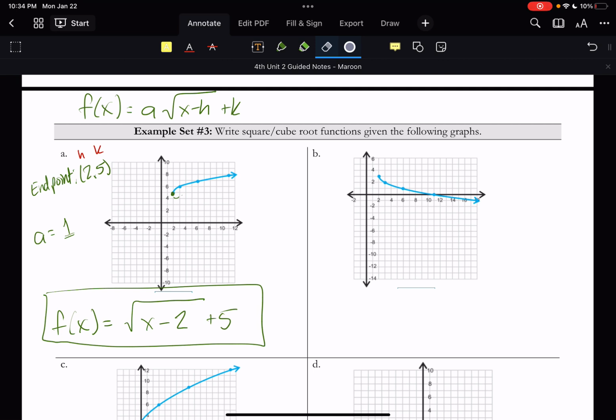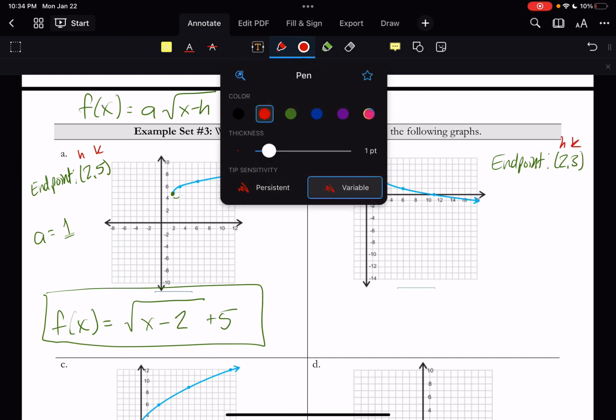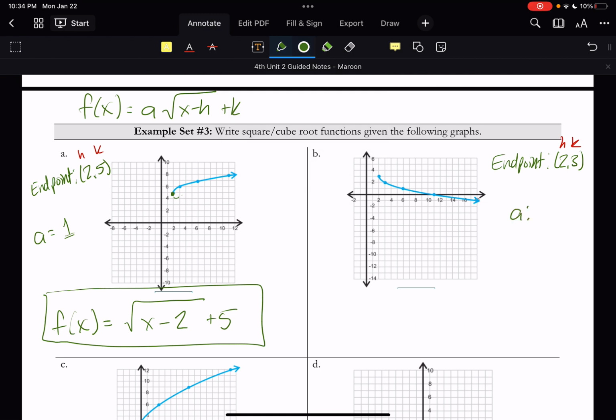If I look at b, I get my endpoint. My endpoint is 2, positive 3. So again, that tells me my h and my k. To find my a value, I'm taking a look at my endpoint. I'm going over 1. And I'm seeing now to get to that next point, I am dropping 1. So I have an a value of -1 now. So plugging that into my general form, I get that the square root function here is -1 times the square root of x minus my h of 2 plus my k, which is 3.